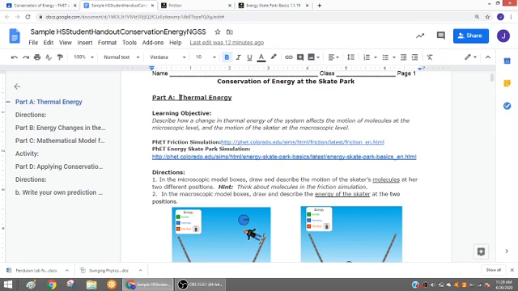So part A is about thermal energy, and it says describe how a change in thermal energy of the system affects the motion of the molecules at the microscopic levels, and the motion of the skater at the macroscopic level.